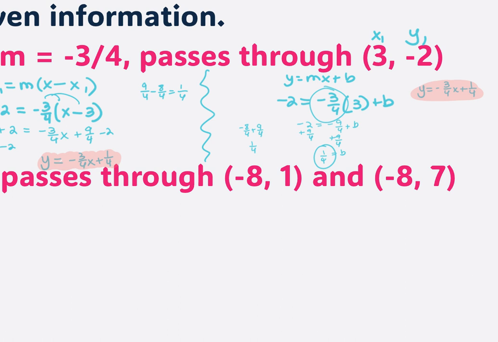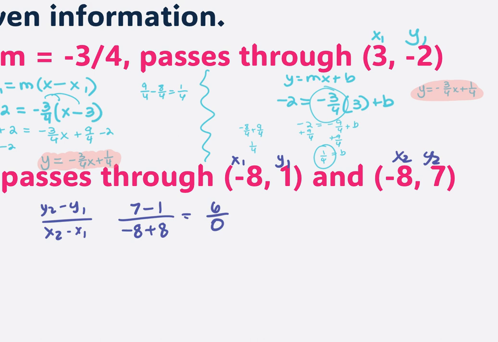All right, so if B says passes through negative 8,1 and negative 8,7, what's different about this one? It doesn't give me the slope. How do I find the slope? Good. y2 minus y1 over x2 minus x1. And again, it doesn't matter which ones you pick as the ones or the twos, as long as you're consistent. So from here, I get 7 minus 1 over negative 8 minus a negative 8, which becomes negative 8 plus 8. And I end up with 6 over 0.